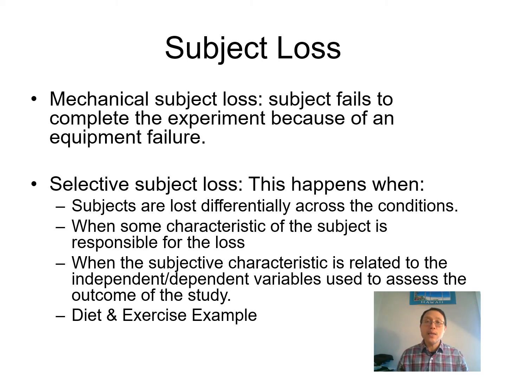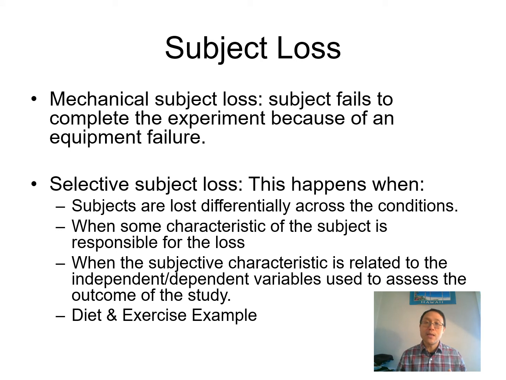Right? So you see that when you have selective subject loss, this is a real problem, because now you have people with unequal characteristics in both groups, and therefore you can say that their baselines in the very beginning are different. So there is really no way for you to save this experiment, but there is a way.